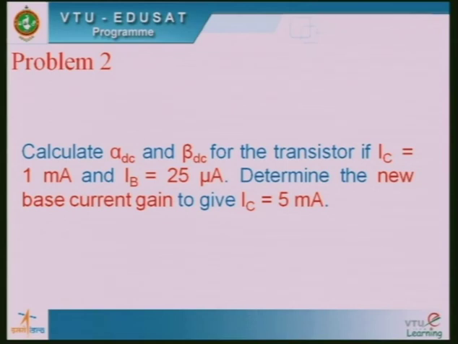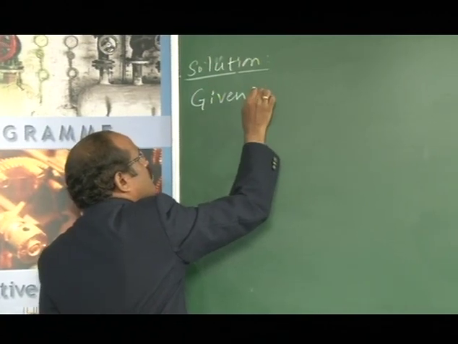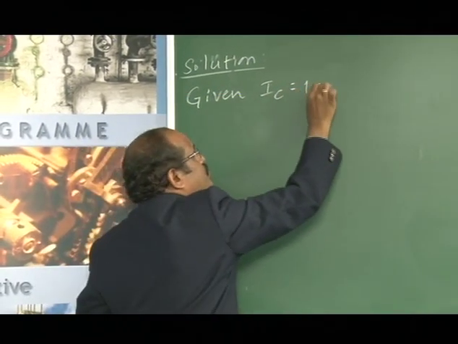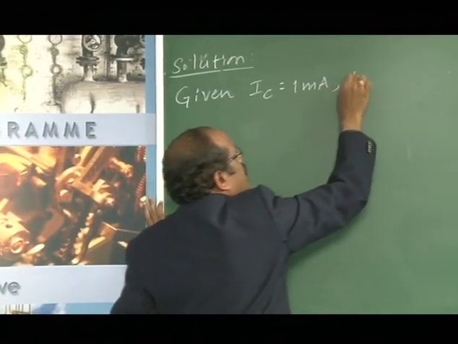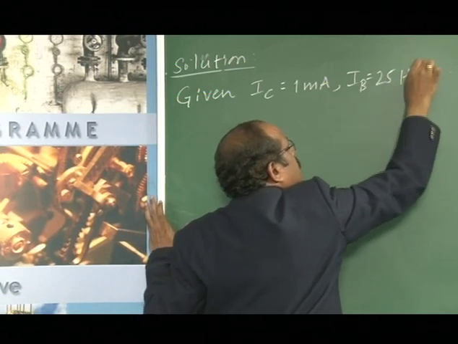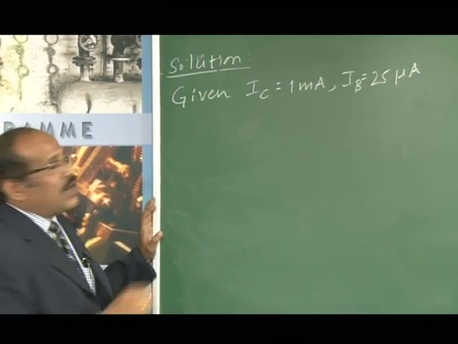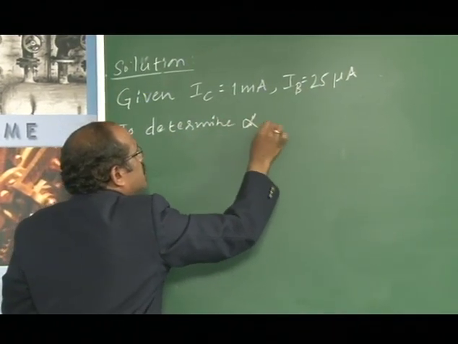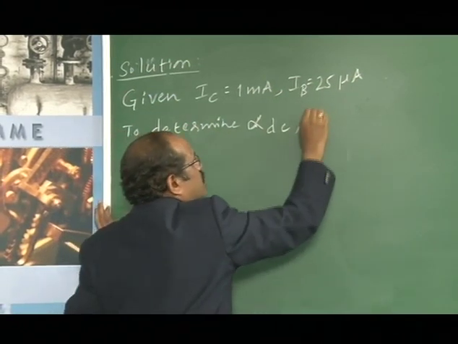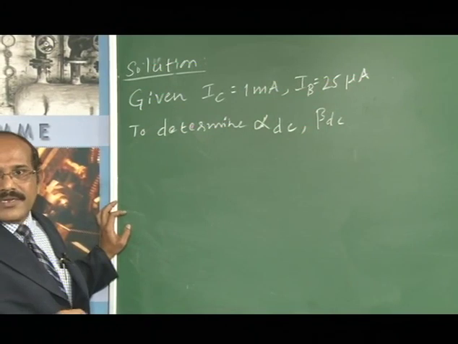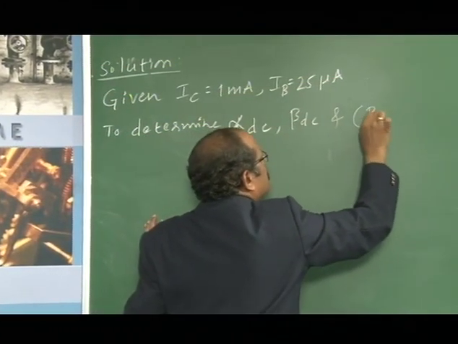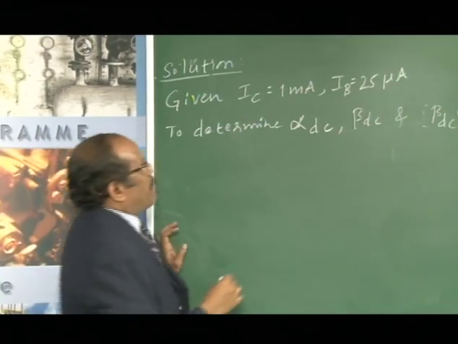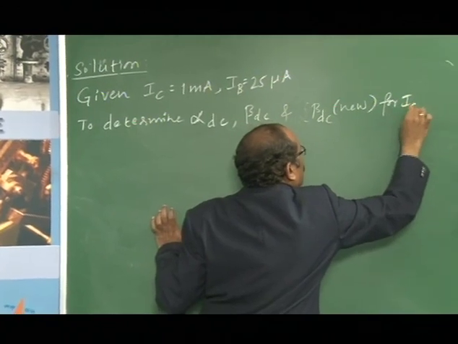So what will be the solution here? Now let us note down what is given. Given is IC, the collector current, as 1 milliampere, and IB, the base current, as 25 microamperes. We need to determine alpha DC and beta DC. After that, we need to determine the new beta DC, that is beta DC new, for a collector current of 5 milliampere.